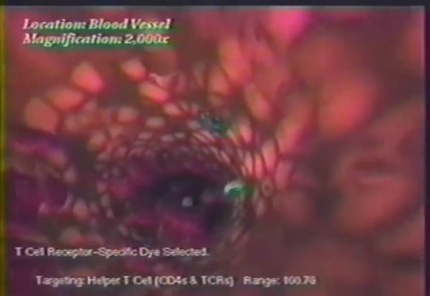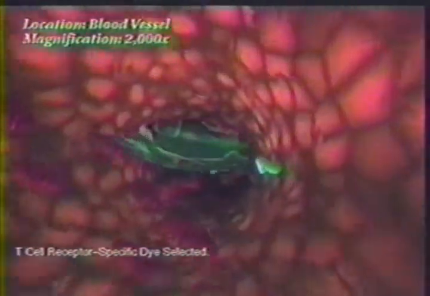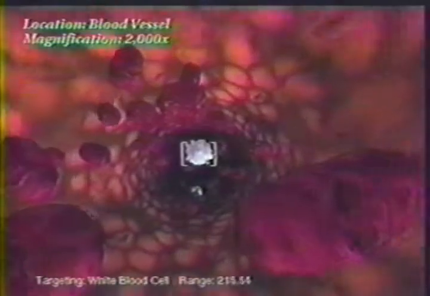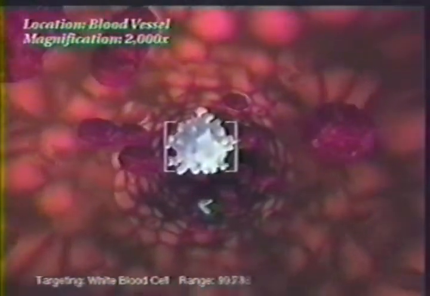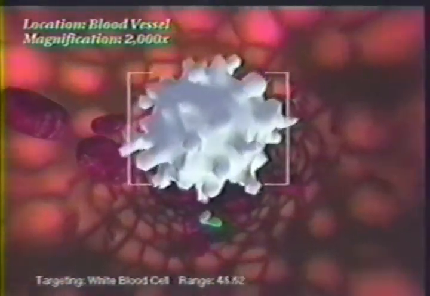At the top of our view screen, we see a platelet. Although not cells themselves, platelets play key roles in blood clotting. We are now approaching a white blood cell. The Virtual Explorer can further reduce its size in order to more closely examine the surface of this cell.